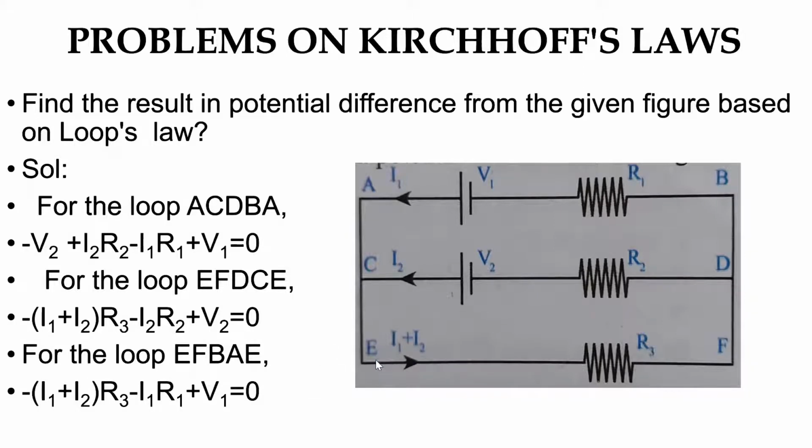Now for this whole loop, that is E, F, B, A, E, we can write minus (I1 plus I2) into R3 minus I1 R1 plus V1 equal to 0. Okay, children, I hope this is clear for you all. Just go through it again, you will definitely understand it.